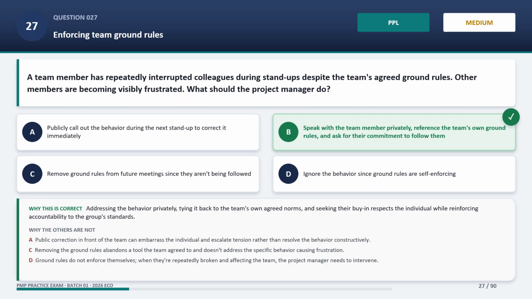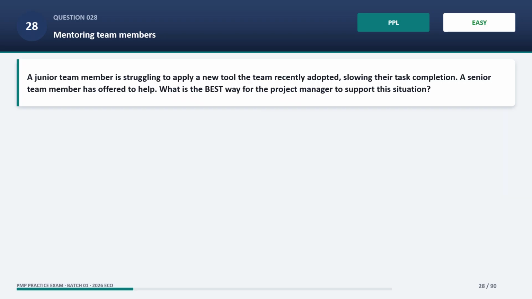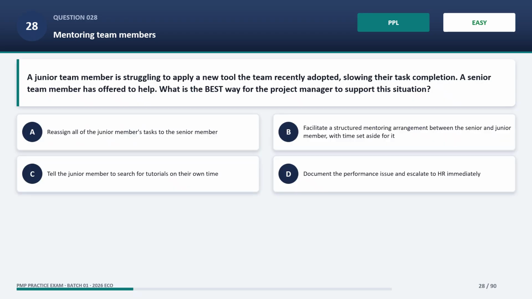Ignore the behavior since ground rules are self-enforcing is incorrect. Ground rules do not enforce themselves. When they're repeatedly broken and affecting the team, the project manager needs to intervene. Question 28. A junior team member is struggling to apply a new tool the team recently adopted, slowing their task completion. A senior team member has offered to help. What is the best way for the project manager to support this situation?